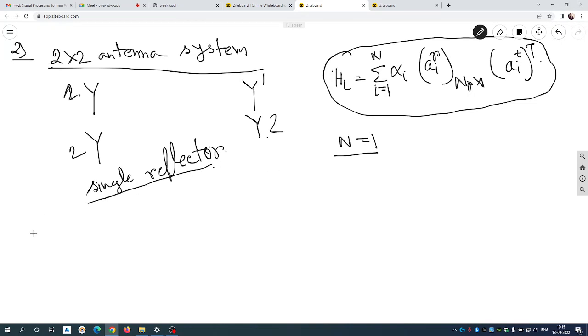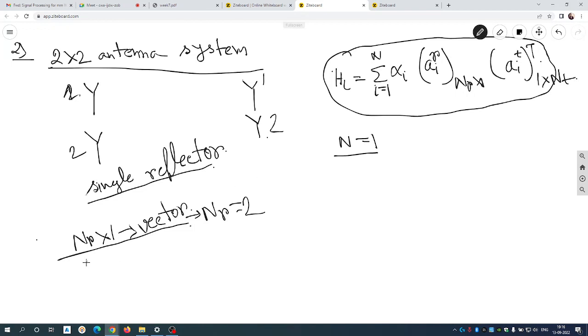And what is this a_R? It is an NR cross 1 vector. So NR is equal to what? NR is equal to 2, and it is also 1 cross NT.